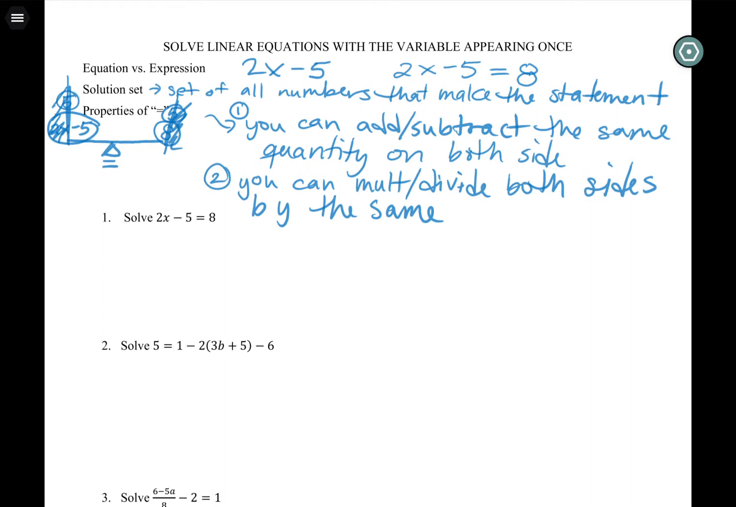So what I want to say here is by the same non-zero quantity. The problem being that if you multiply both sides by 0, yes, the scale is balanced, but it's also completely empty. So you have no clue about what x values would have helped you out when it wasn't empty. And our goal is to use these properties to wheedle our way down to the x values that make the statement true.